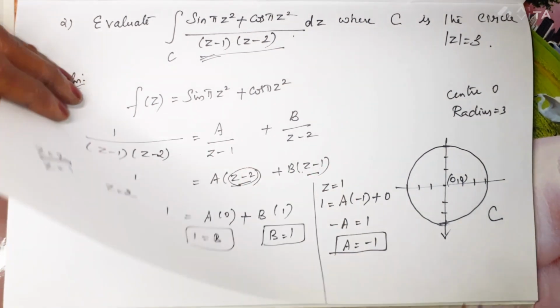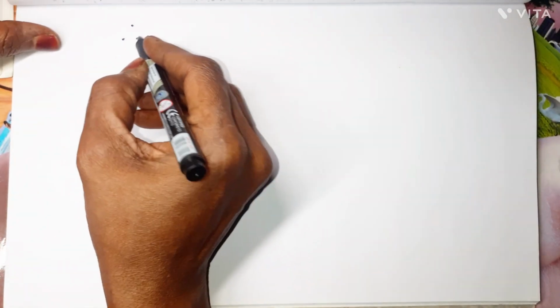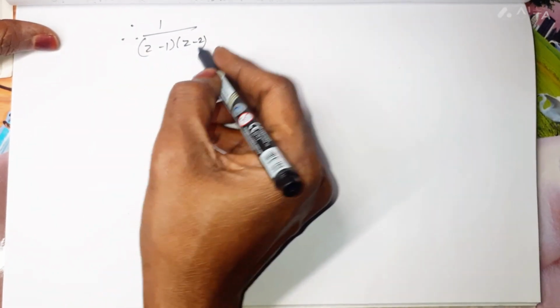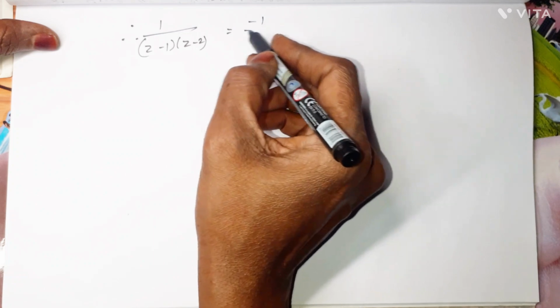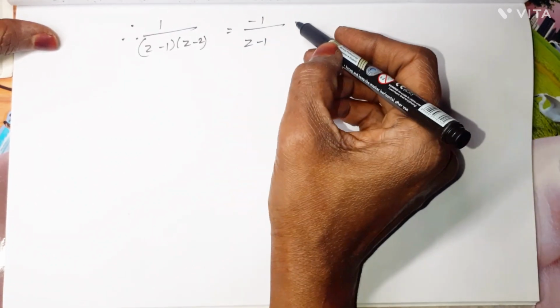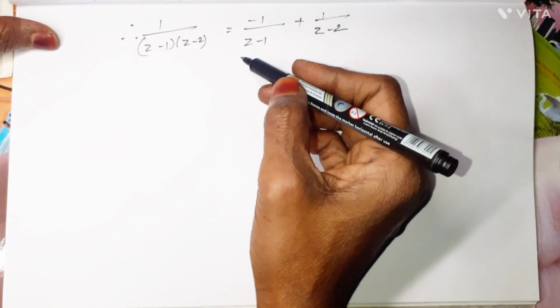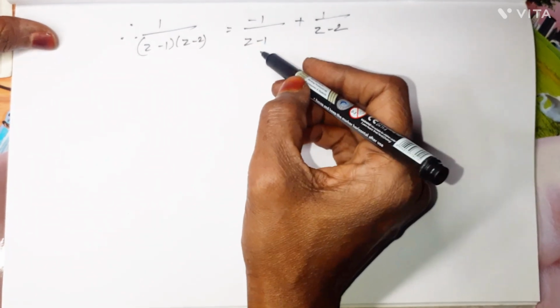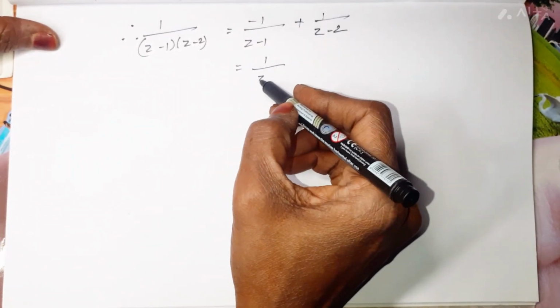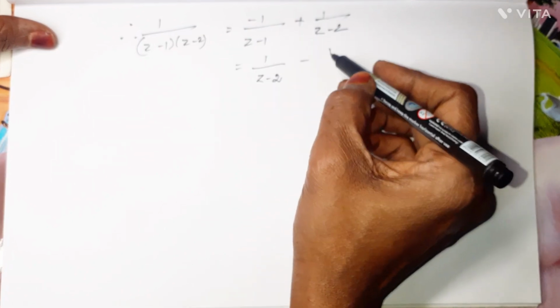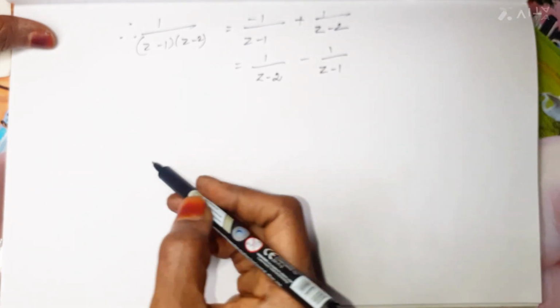We have to substitute here. So we have split 1 by (z minus 1)(z minus 2) with A as minus 1 by (z minus 1), B as 1 by (z minus 2). So this can be rewritten as, I will take the positive term to the front, 1 by (z minus 2) minus 1 by (z minus 1).